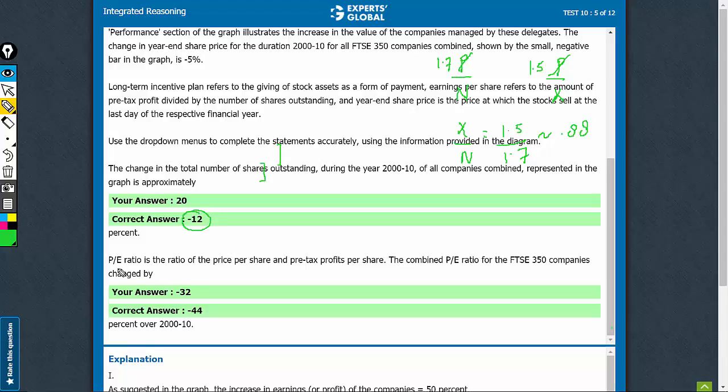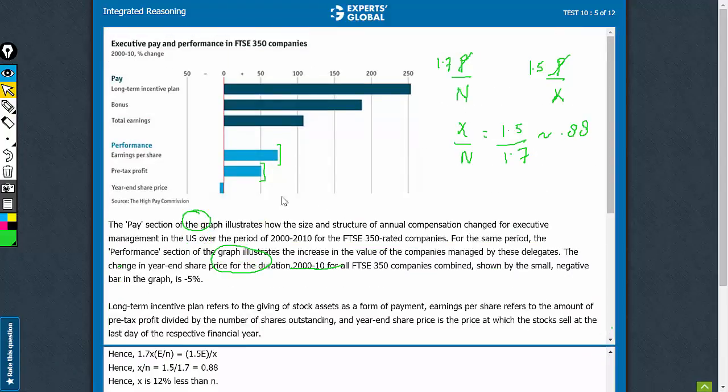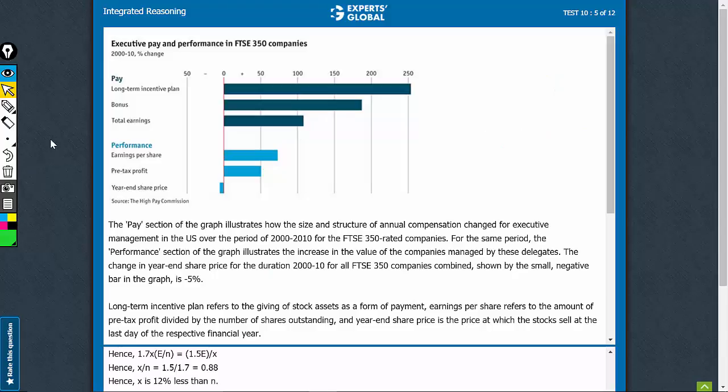The second question asks about the P by E ratio, where E is the pre-tax profit or earning, and P is the price per share. Let's figure out this ratio. P by E ratio, what happened? The average price of share has reduced by 5%. It's clarified here. So if earlier the price was P, P has become 0.95p now, the average price per share.